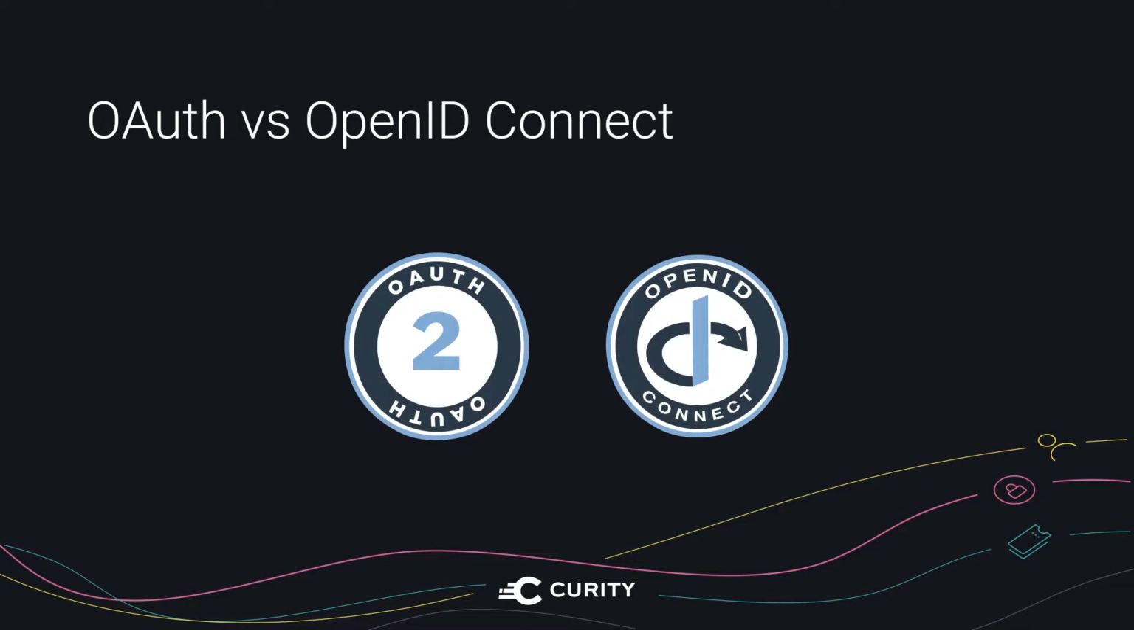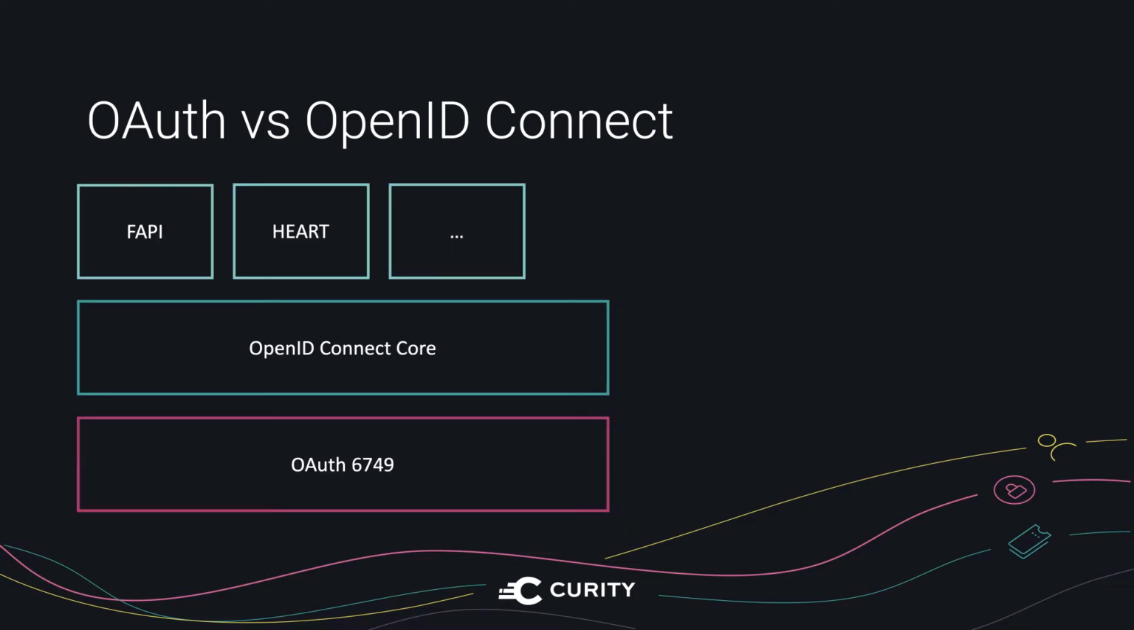So OAuth and OpenID are two different standards built on top of each other. OAuth is defined by the IETF and OpenID is defined by the OpenID Foundation. OpenID Connect is the latest version of OpenID. OpenID 1 and 2 are obsolete, and OpenID Connect is not backwards compatible with those standards. OpenID Connect is actually built entirely on top of OAuth.